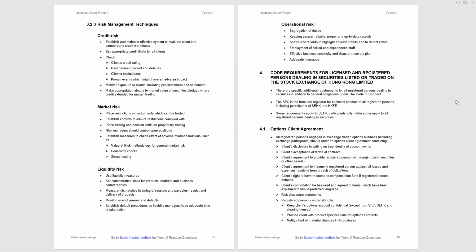Moving on to section 4, code requirements for a licensed registered person dealing on the stock exchange. Really, this boils down to two areas. 4.1, the options client agreement. Very specific. So if you enter into an agreement with a client to do options business, then you must have an agreement. And in that agreement, there are all the points that must be covered.